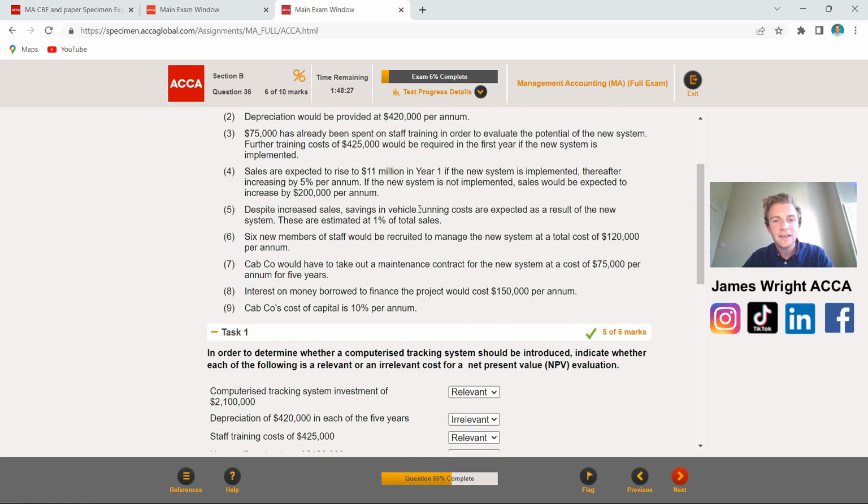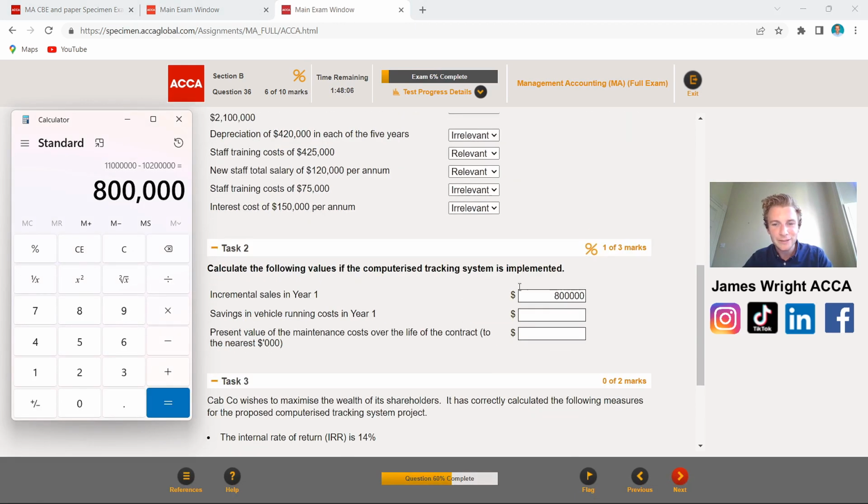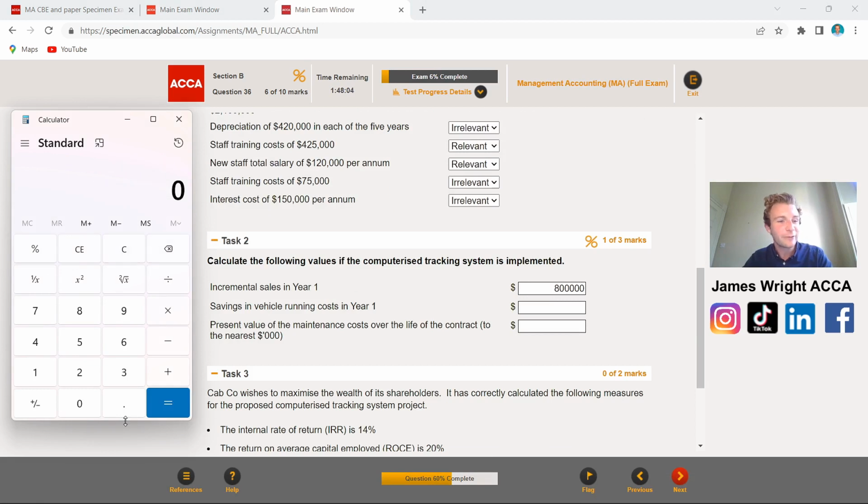So savings in vehicle running costs, if you look at note 5 now, are expected, as a result of the new system, to be 1% of total sales for year 1. So you've got to say to yourself, what did we have in year 1? We had $11 million, multiplied by our 1%.